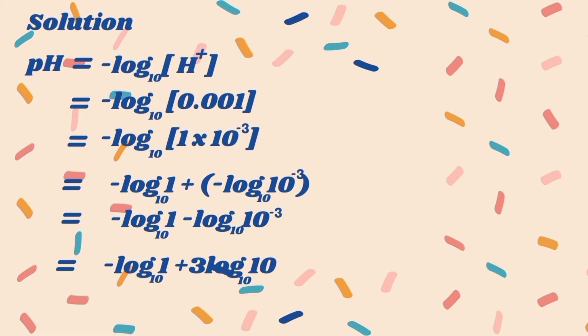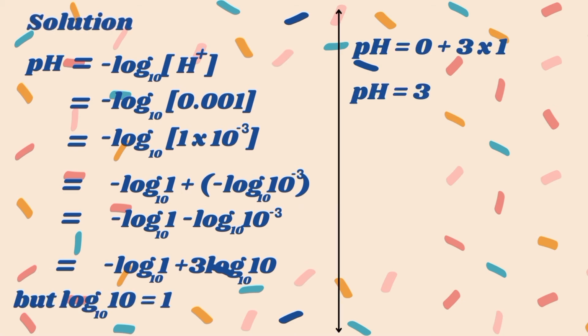That's negative 3 multiplied by negative log 10 base 10. That will give us a positive 3. And according to logarithm, log 10 base 10 is equal to 1. So anywhere we have log 10 base 10, we substitute it as 1. So that will give us pH equal to, and the negative log 1 base 10 is equal to 0. So that will be pH equals 0 plus 3 times 1, which will eventually give us 3.